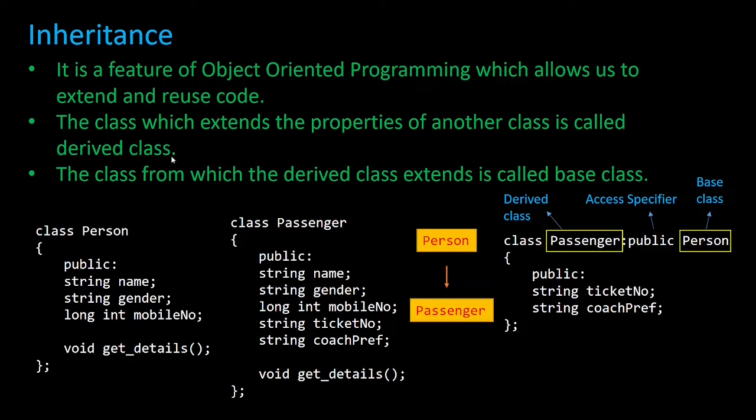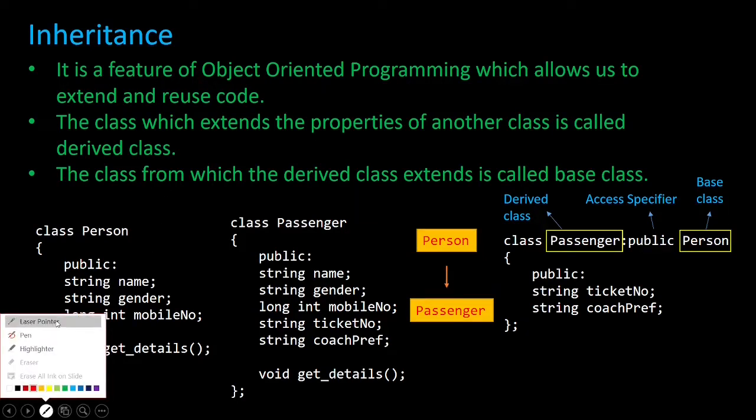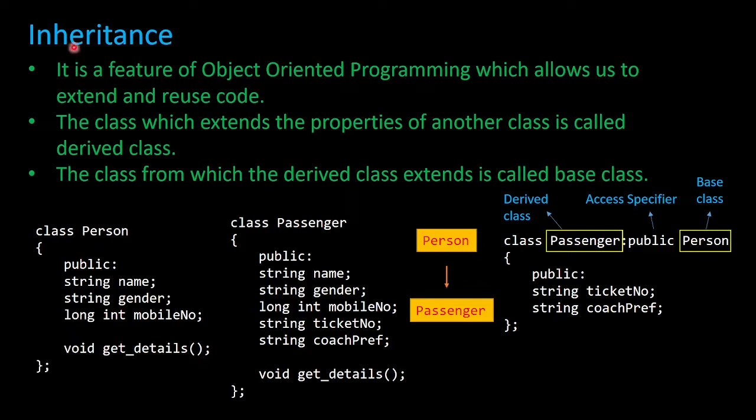Okay, now let's get started with inheritance. Inheritance is a feature of object oriented programming which allows us to extend and reuse code. The class which extends the properties of another class is called the derived class. The class from which the derived class extends is called the base class. So, let's take an example.